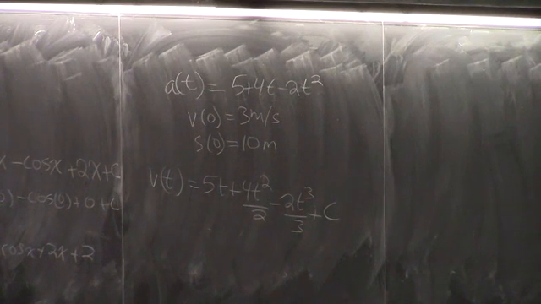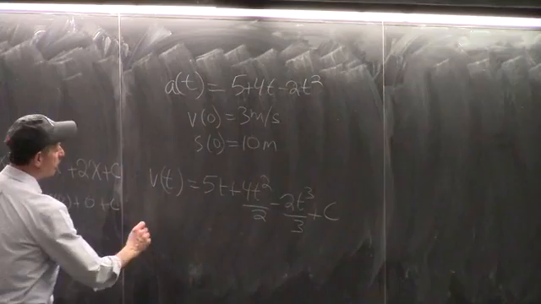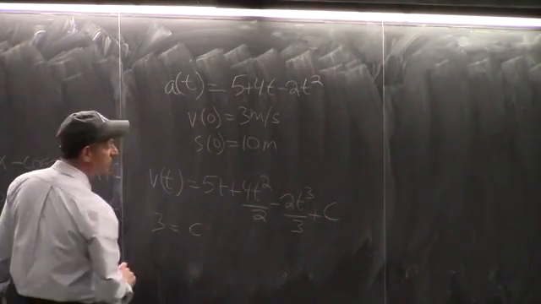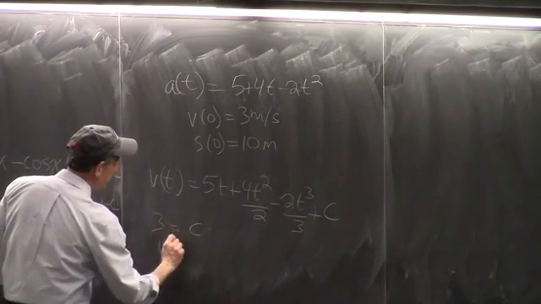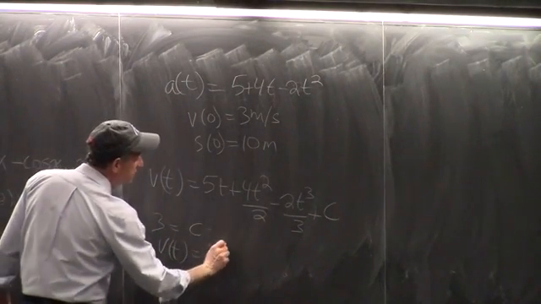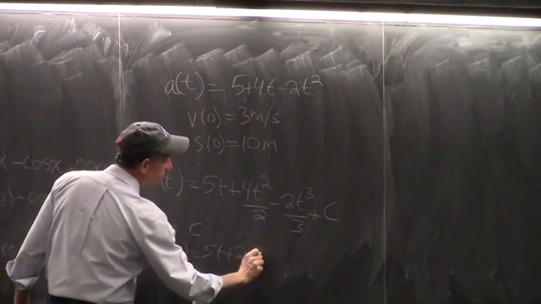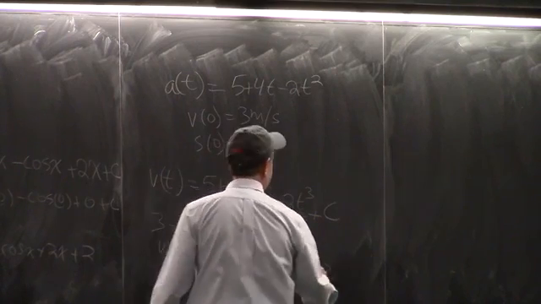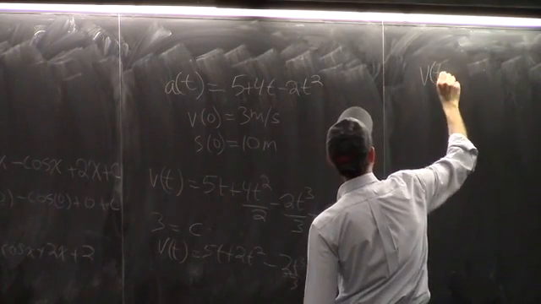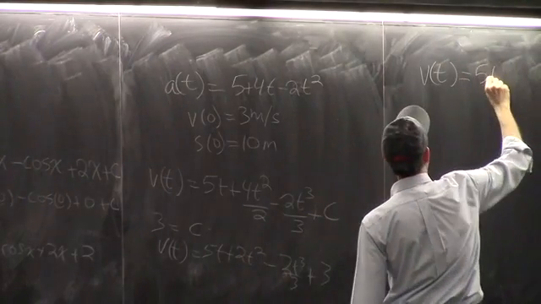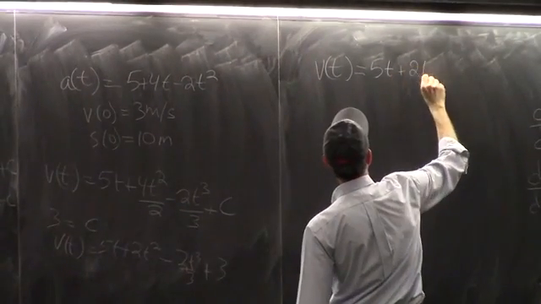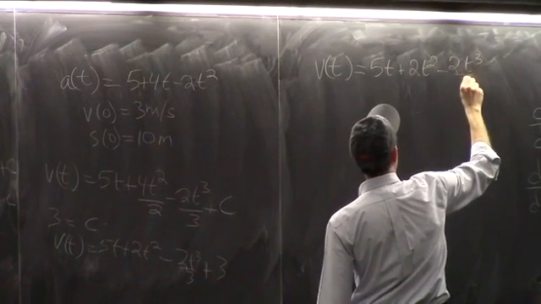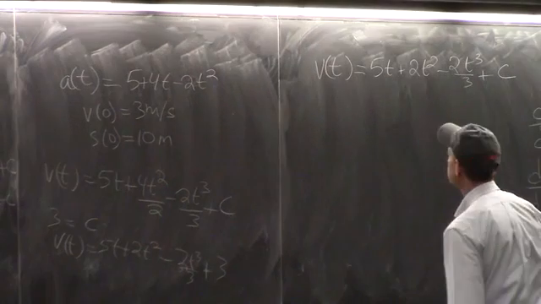And we know that the velocity at time 0 was 3 meters per second. So 3 equals 0 plus 0 plus 0 plus c. The constant is 3. So the velocity was 5t plus 2t squared minus 2t cubed over 3 plus 3. So I'm going to rewrite that up here. So the velocity, 5t plus 2t squared minus 2t cubed over 3 plus a constant.